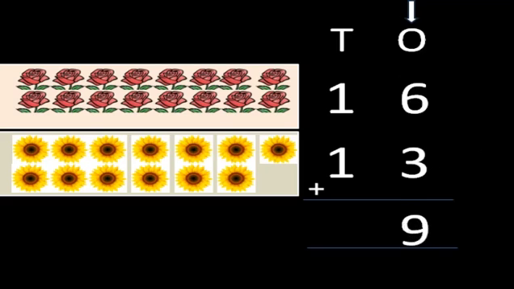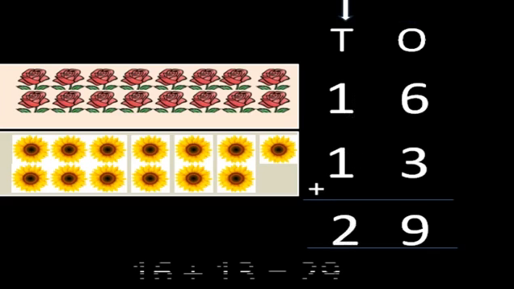Now, we move to add the numbers in the tens column. 1 plus 1 is 2. Write 2 under the tens column. Therefore, 16 plus 13 is equal to 29.